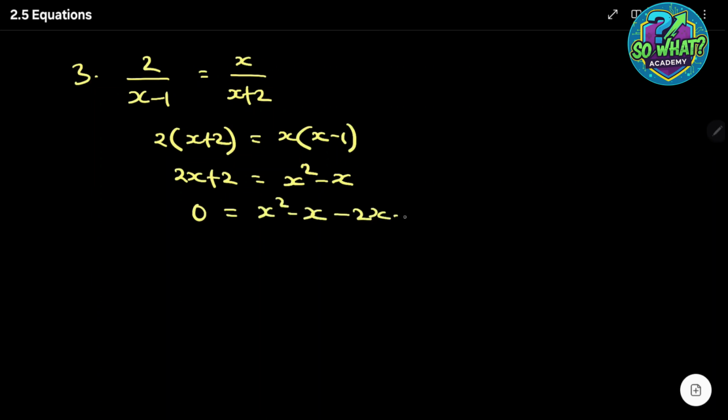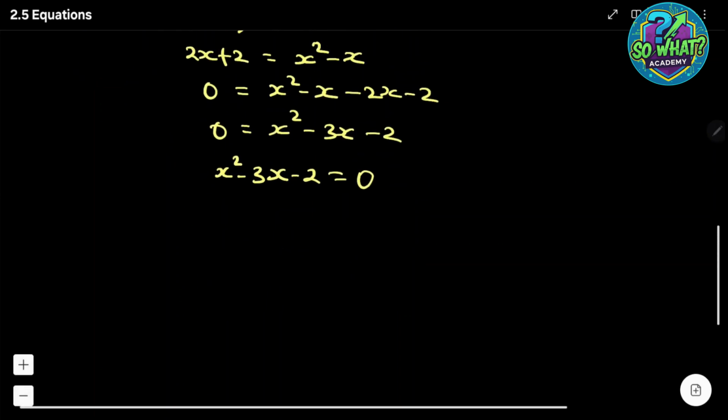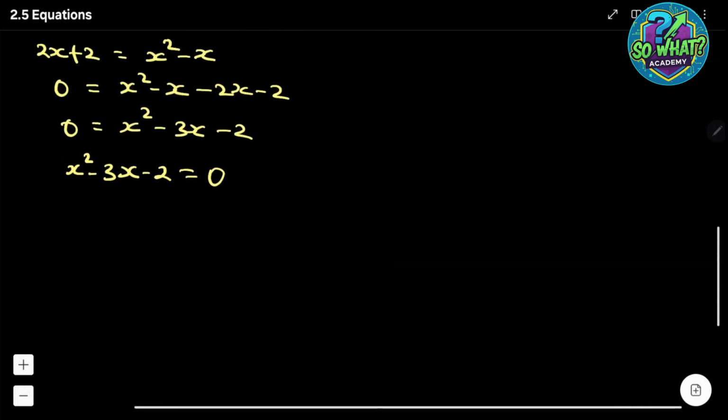Now I'm bringing 2x, I'm also bringing 2. These 2 are crossing the equal sign, meaning they're going to become negative. Therefore 0 is equal to x squared minus 3x minus 2. Therefore our equation is x squared minus 3x minus 2 is equal to 0. This is a quadratic equation. We can solve it either way.